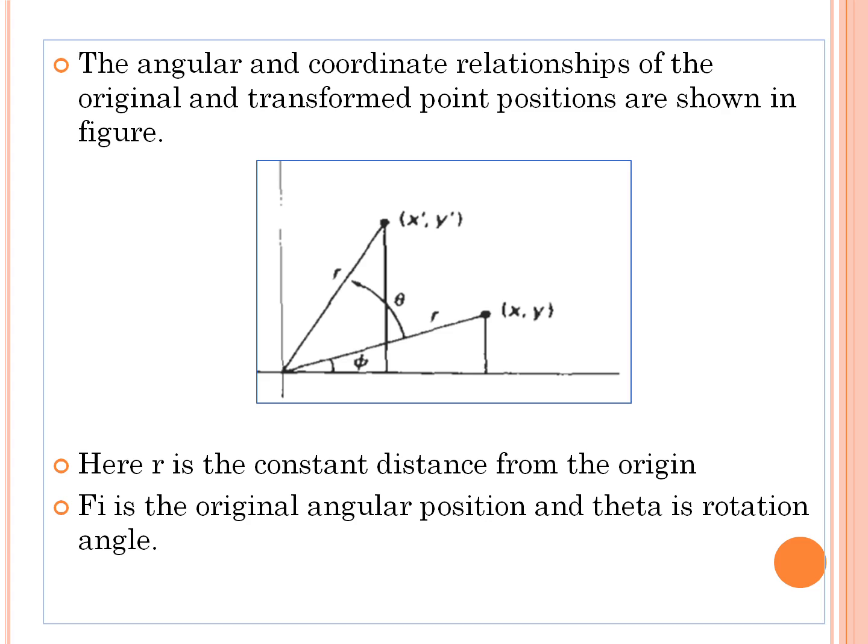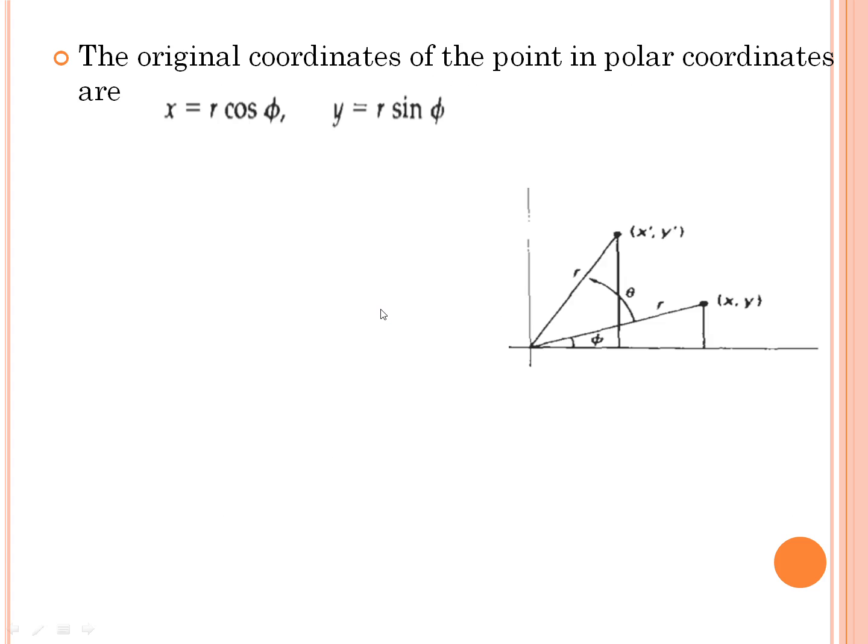If we are repositioning the object along a circular path, then r is the radius, phi is the original angular position, and theta is the rotation angle. The original coordinates on the circle, if we locate the position in terms of r and angle, are x equal r cos phi and y equal r sin phi. This we have studied in class 12th also.